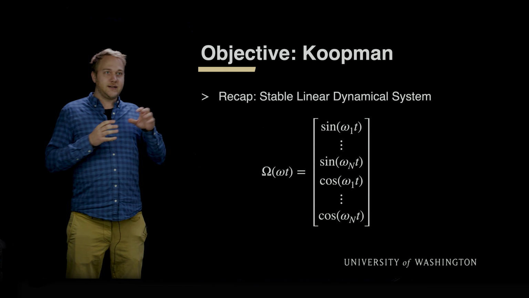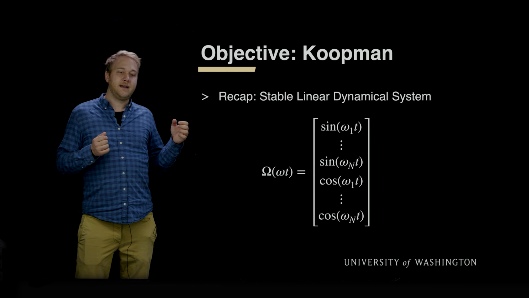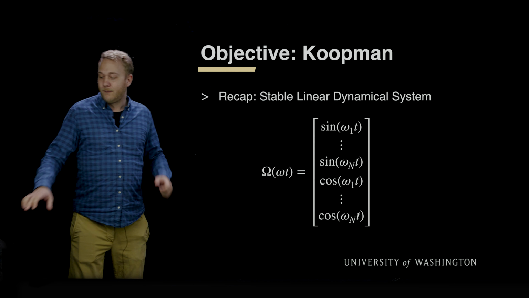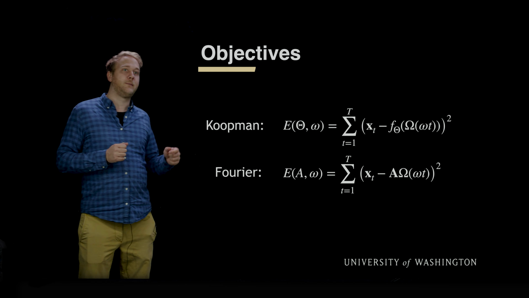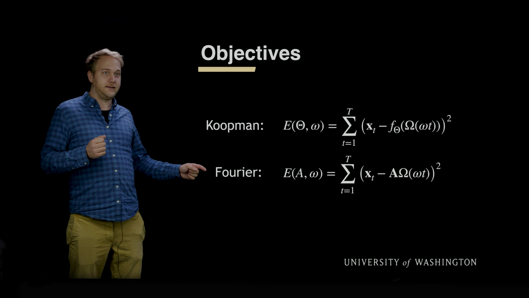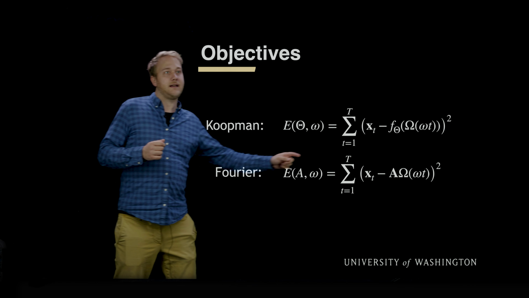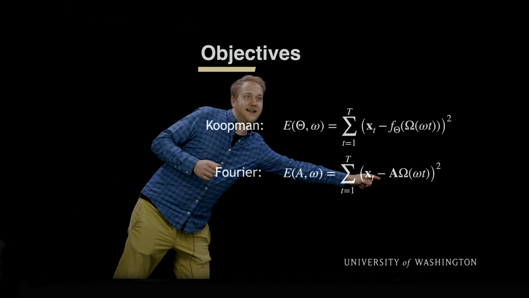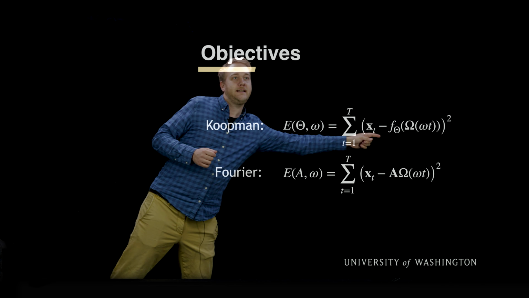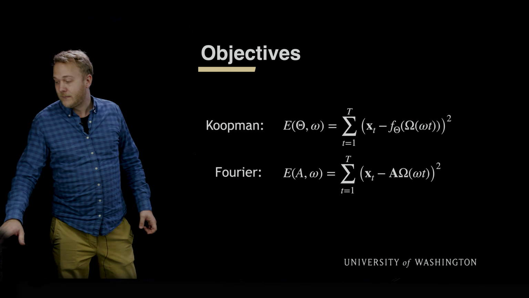So this is just a quick reminder. This omega_t that I introduced earlier is a stable linear dynamical system. And we go into the reasons why we do that in more detail in the paper. But the objective that we're trying to solve for the Koopman algorithm is the following. It's essentially the same as the Fourier algorithm, except for one difference. Instead of a linear link between the oscillator y_t and x_t, we assume that there's a nonlinear function f parameterized by theta that links the data and the oscillator.